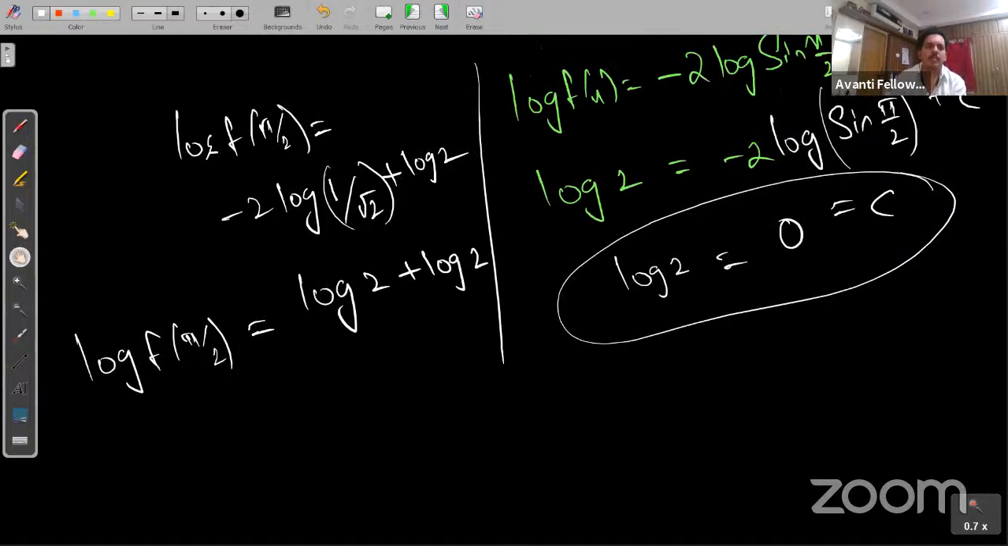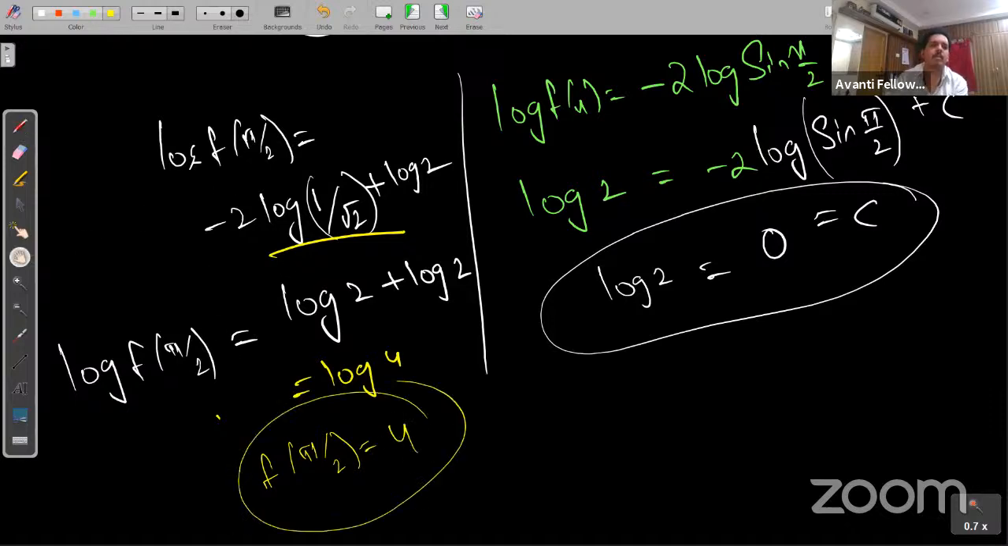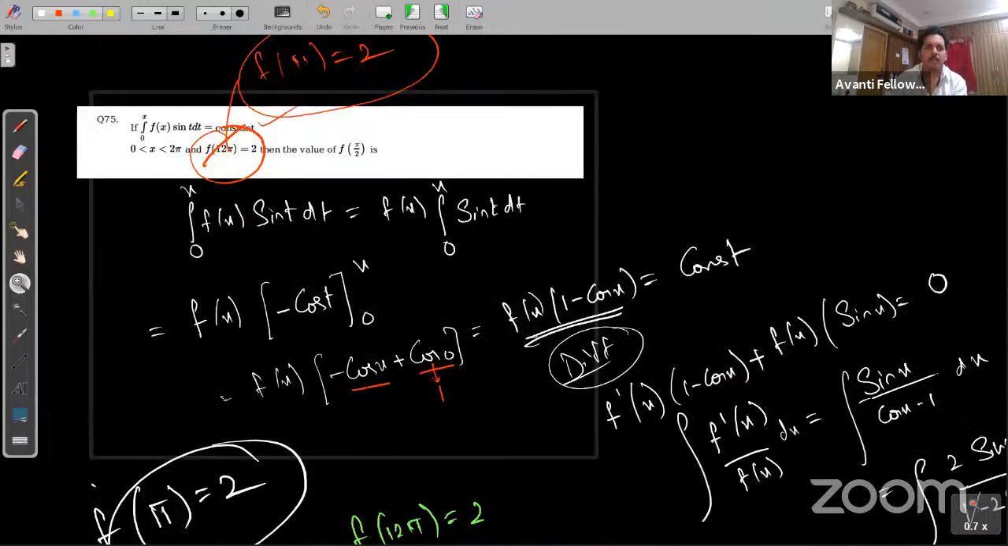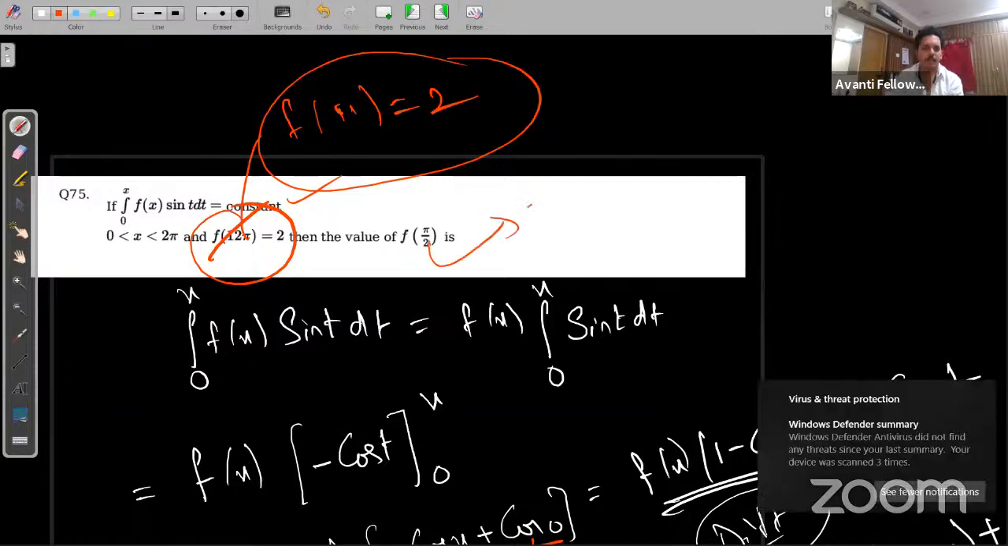Okay guys, I think everyone knows this one, right? Log 1 by root 2 can be written as log 2 power minus 1 by 2. So that minus 1 by 2 and minus 2 got cancelled, and you're left with log 2. So log 2 plus log 2 is log 4. If I remove the log, f of pi by 2 is equal to 4 is your answer. Okay, so please be careful. The question is wrong over here. Please check the question. F of pi is equal to 2, then you will get f of pi by 2 as 4.